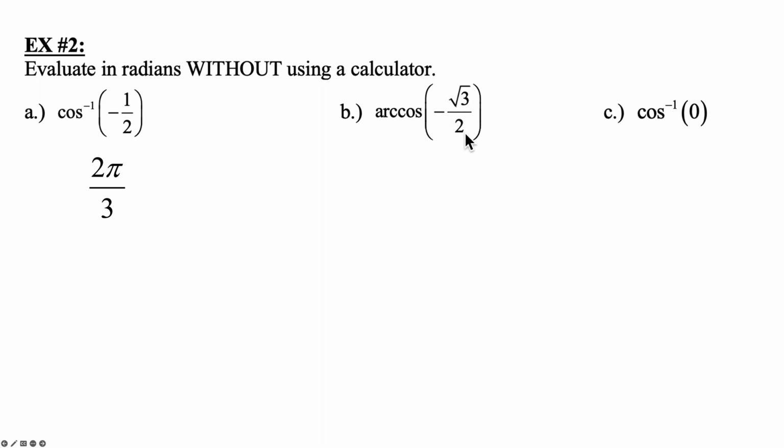Arc cosine of negative radical 3 over 2, that's going to be a 30-degree reference angle, but negative puts us in quadrant 2, 30-degree reference angle, 150 degrees, or 5 pi over 6. Inverse cosine of 0, that's when we are at pi over 2. That's when we're going from 1 all the way down to 0. That's pi over 2.